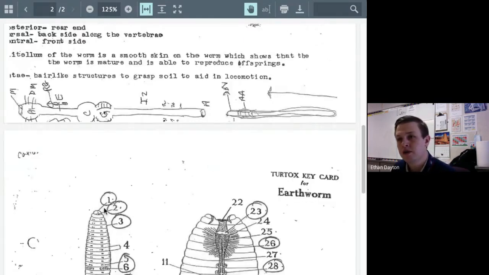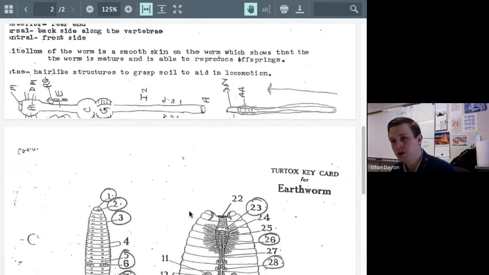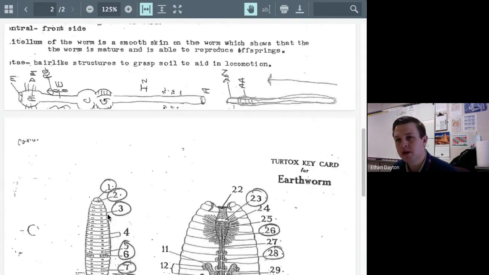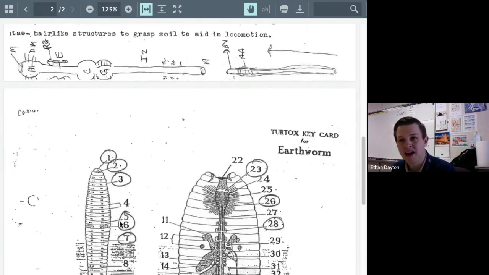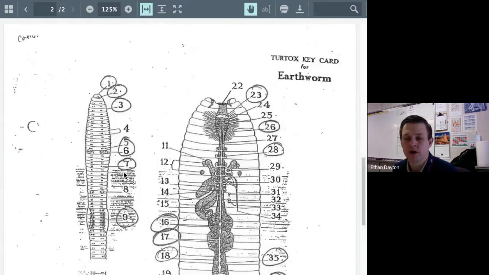All right, so 1 and 2, pretty easy. The prostomium covers up the mouth a little bit. Number 3 is pointing to one section of the many of the earthworm. Remember that the earthworm is not smooth entirely, though it is slimy if you feel it. If you are a fisherman or woman, you probably understand that. But it's made up of these sections.